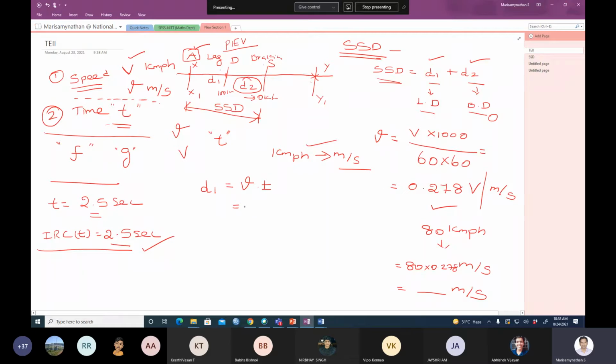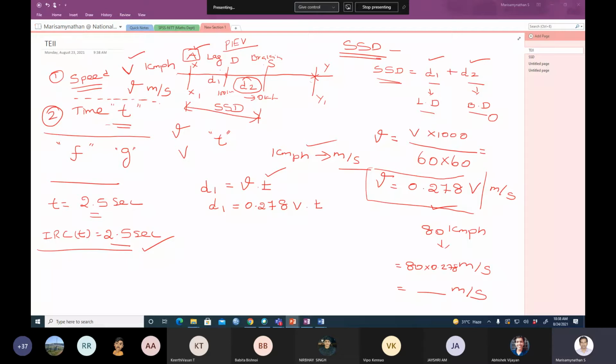Yesterday we saw these conversions, right? We convert using 0.278 into V into the reaction time. This is the equation for estimating D1 from point A to the point where the driver reacts, based on the speed of the vehicle. During that time he is reacting, and the reaction is influenced by the reaction time, small t. So this is one component, the lag distance with respect to reaction time.